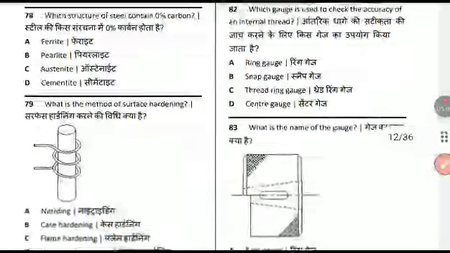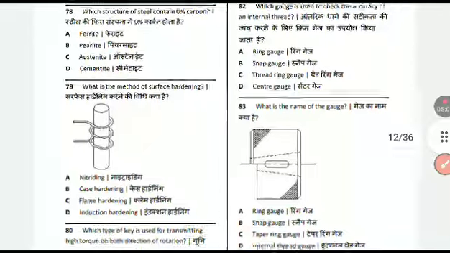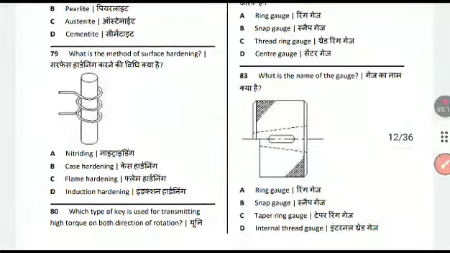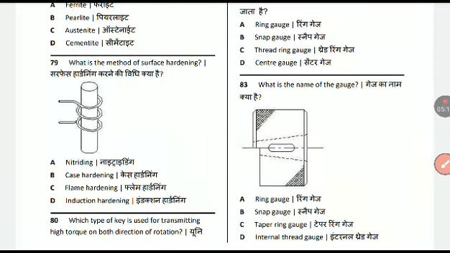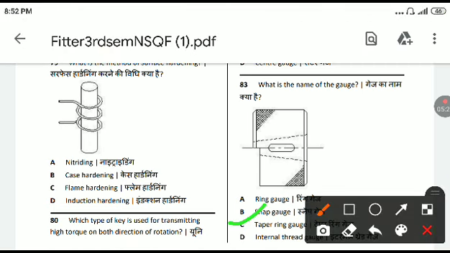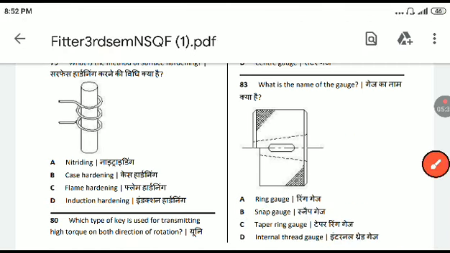What is the name of gauge? Option A, ring gauge, option B, snap gauge. Option C, taper ring gauge. Option D, internal thread gauge. Taper ring gauge. Option C, taper ring gauge.